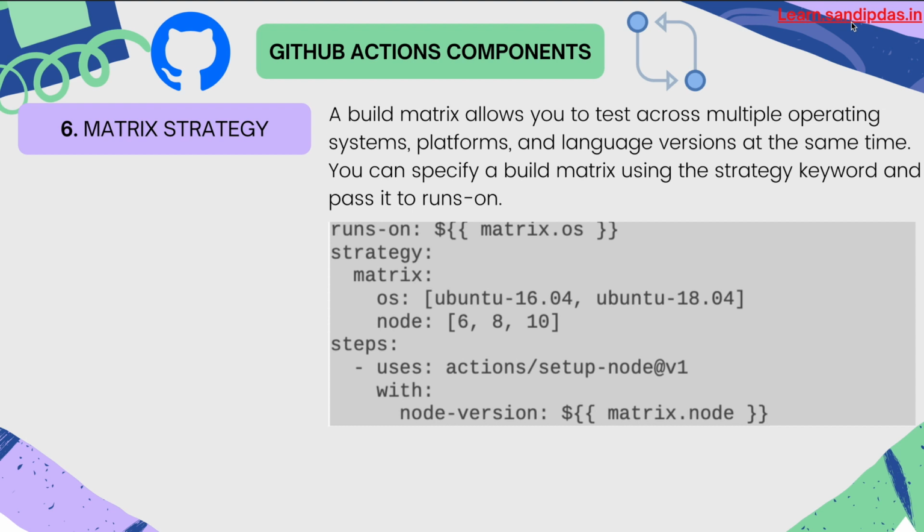Okay, so you can see in our example, in the runs-on we are specifying matrix OS, and then under strategy in the matrix we are mentioning OS is Ubuntu 16.04 and Ubuntu 18.04, and Node.js versions 6, 8 and 10. In the steps, we are utilizing setup-node@v1 with different Node.js versions, right? So this is how we can utilize the matrix strategy.